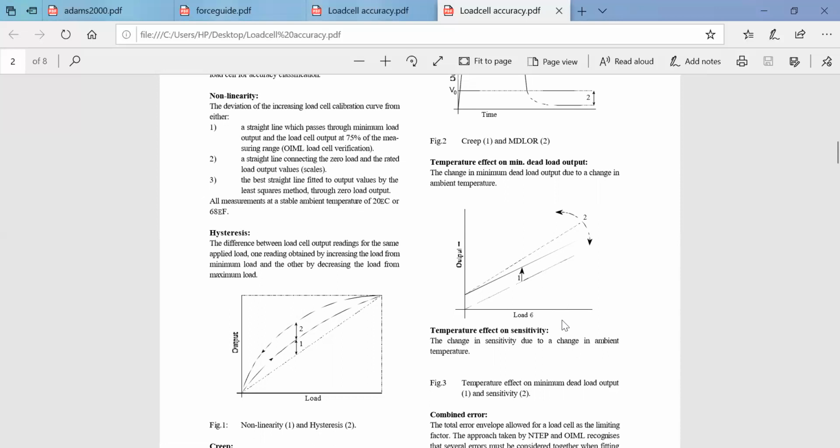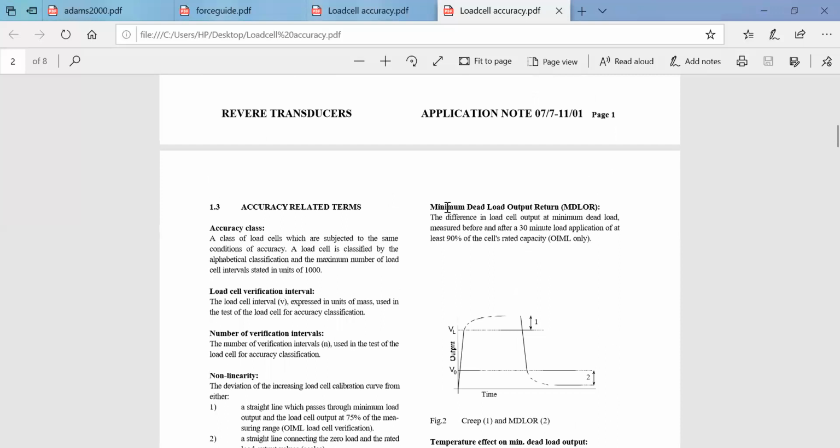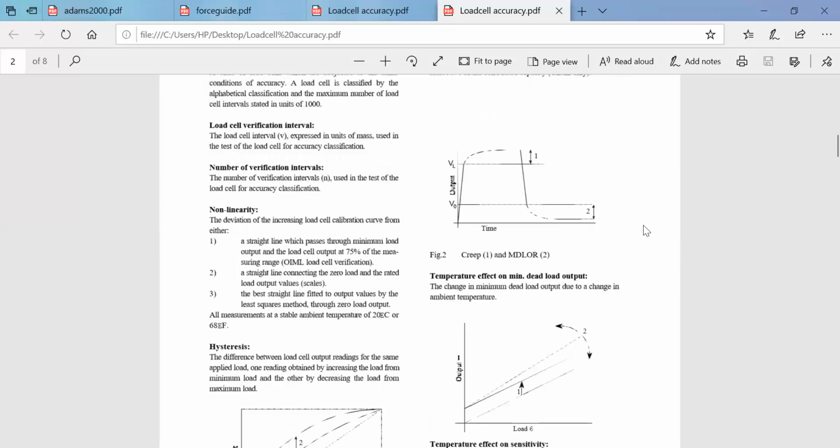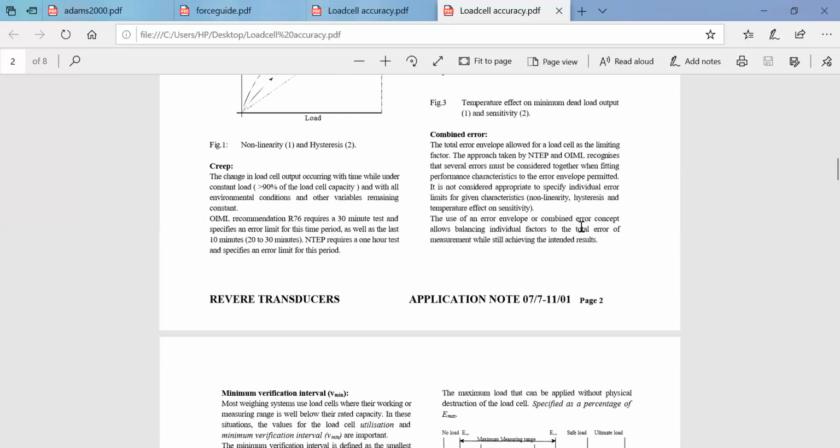You cannot understand this only by putting on the load and getting the reading. It will not show any sensitivity to temperature. To analyze this, you should keep a dwell time and check the reading for 30 minutes to see how it varies, and from that you can figure out how sensitive your readings are to changes in the external environment, such as temperature. This is the importance of the temperature effect on minimum dead load output return.